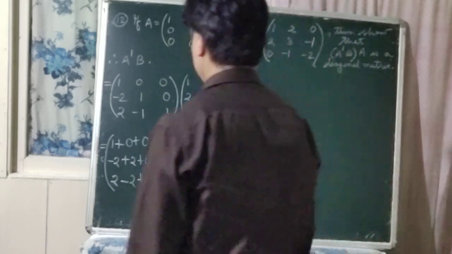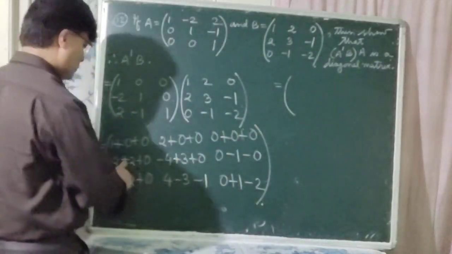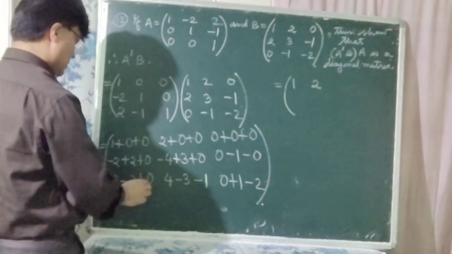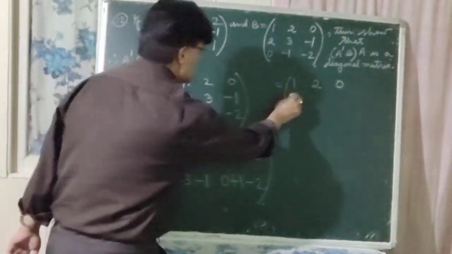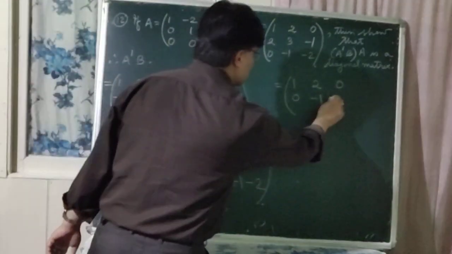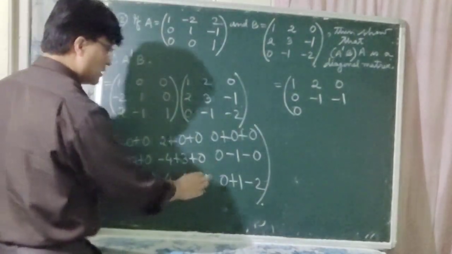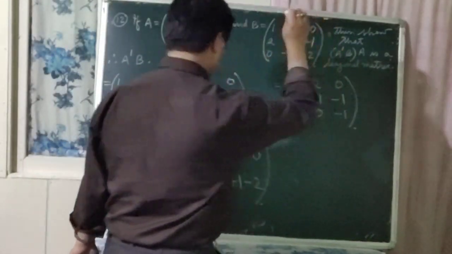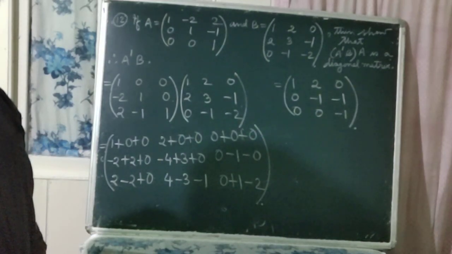Which is equal to, what is it now? 1 plus 0 plus 0, that is 1. 2 plus 0 plus 0, 2. 0 plus 0 plus 0, that is 0. Minus 2 plus 2 plus 0, that is 0. Minus 4 plus 3, minus 1. 0 minus 1 minus 0, that is 0 minus 1. Right? 2 minus 2, 0. 4 minus 3 minus 1, 0. Then minus 1. Is that clear? So this is the matrix A dash B.